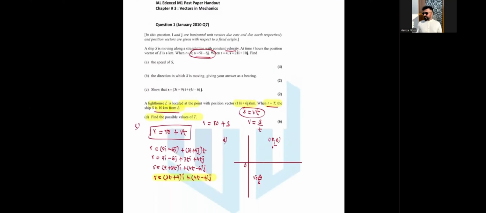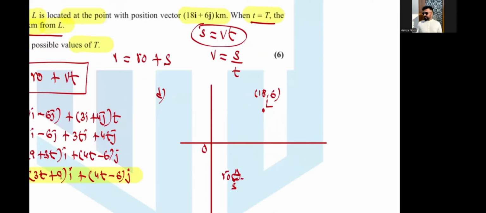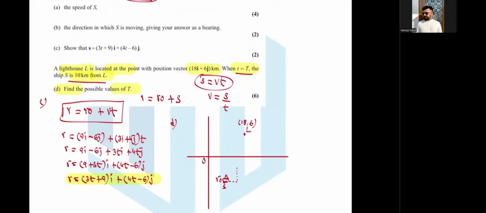And then the ship is going in which particular path? As we know, the constant velocity vector is 3i plus 4j kilometers, meaning horizontally 3 units towards the right and vertically 4 units above. So the ship is traveling in this particular path. I'm going to make a sloping line over here in the path of the motion of the ship.